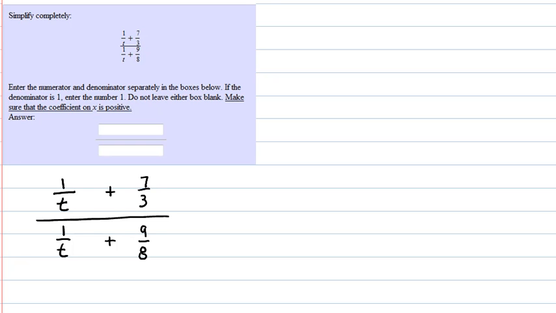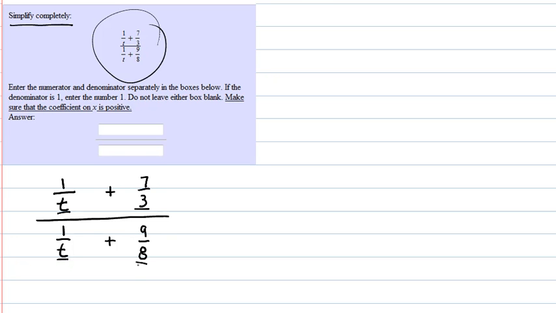Okay, another nice complex fraction here that they want us to simplify. So we've got fractions within fractions. That's what makes it complex. And the first thing we're going to do is get rid of the complex part and then try to simplify if possible. To do that, we look at all the denominators. We have a t, a 3, another t, and an 8.